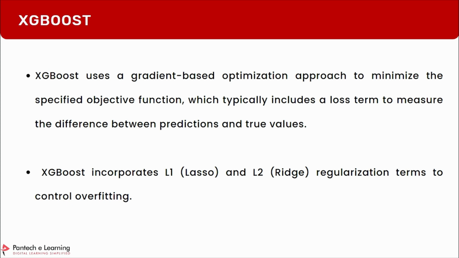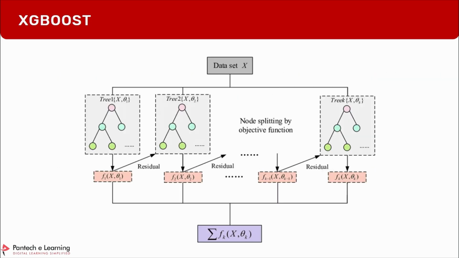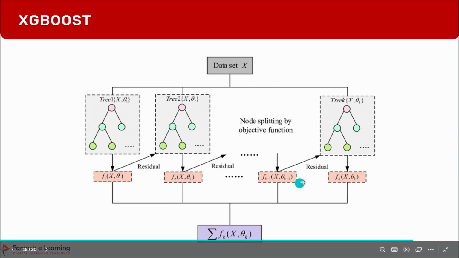XGBoost also incorporates L1, which is lasso regression, and L2, which is ridge regularization terms, to control overfitting also. So that's all about our XGBoost. See here, from the residual, the difference in your cost function or loss function, what's the loss that will be given here, so that it can improve and reduce the loss. So that's the idea behind our XGBoost.